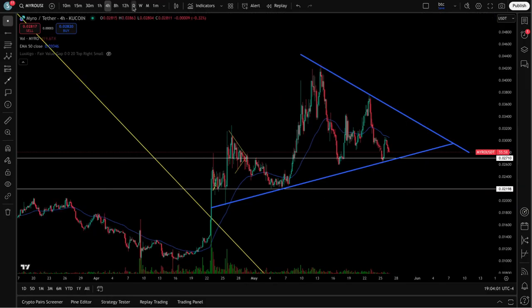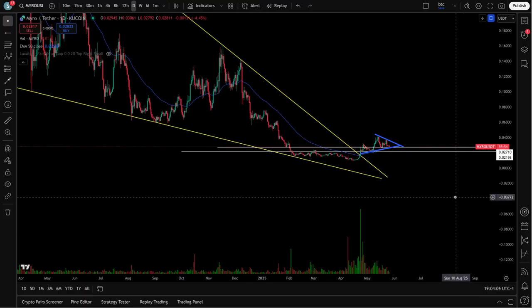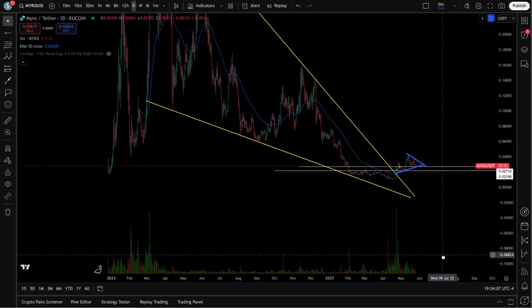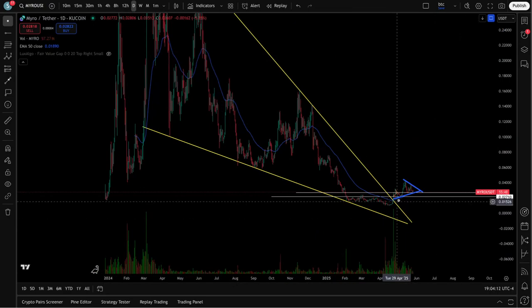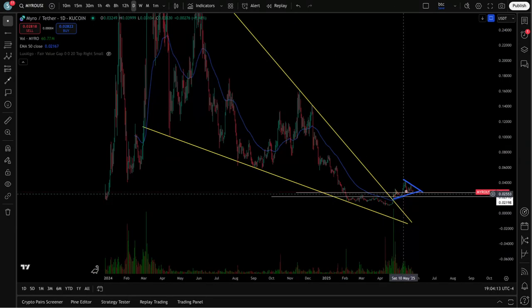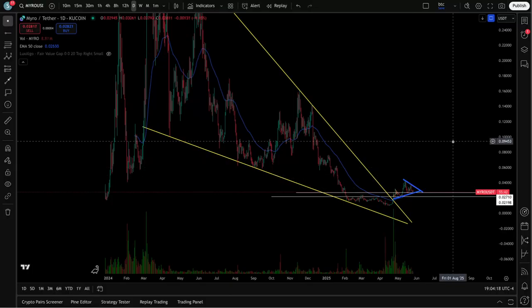We zoom out on this thing. It doesn't look so big in the grand scheme of things, does it? But we've had this big falling wedge to the downside. It has broke up. All right, now we're looking for a push here, right? Looking for this thing to really start gaining some traction.